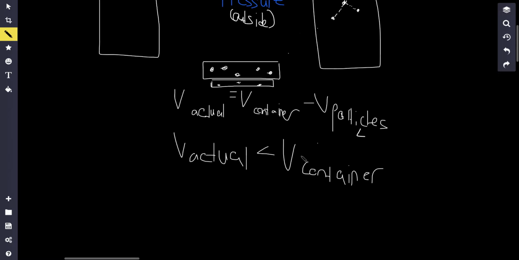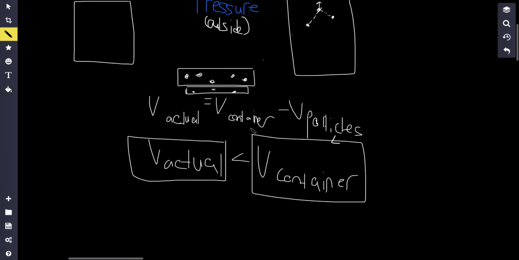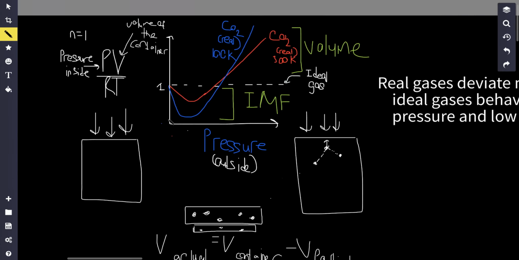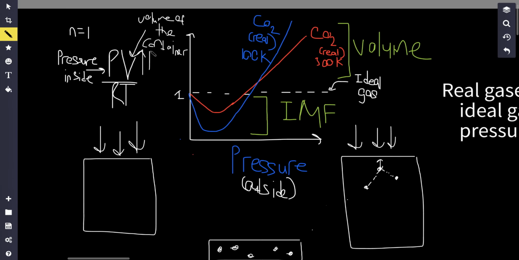It's because the actual volume is not used in the formula, and the volume of the container is used instead. But the volume of the container is bigger than the actual volume the gas particles have to move around. So because we're using the bigger value, you're essentially increasing the volume, right? That increases the numerator, which makes this line go up past 1.